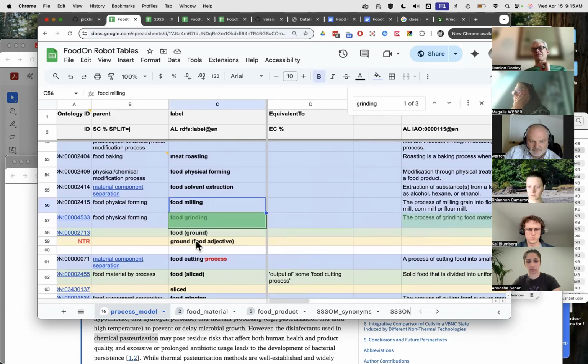So this is the triumvirate that I think many processes have, but not all: process, material, and adjective. Now here I put in food adjective. I think it's no use. I should suggest I skip it. Yeah, what do people think?